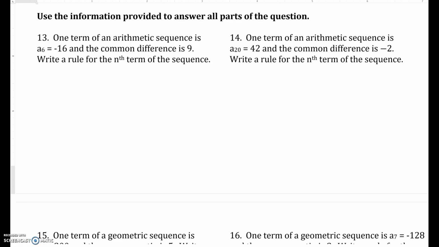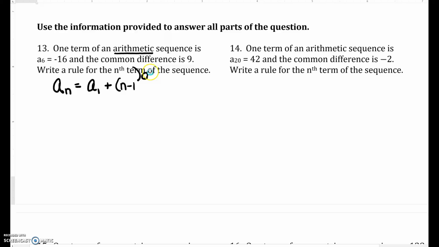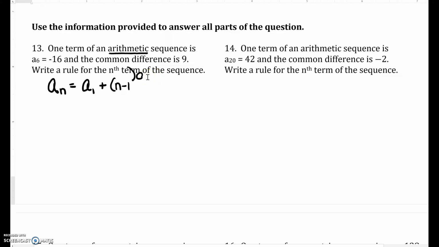On your Chapter 8 quiz review, number 13, it says arithmetic sequence. That means we are using the rule a sub n equals a sub 1 plus n minus 1 times d. That is the rule for arithmetic sequences.